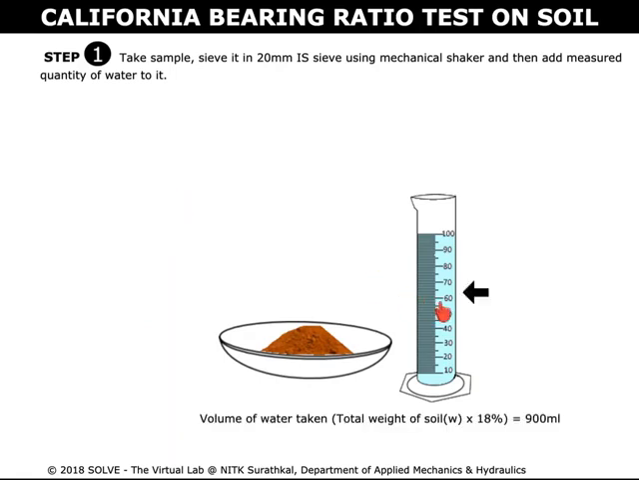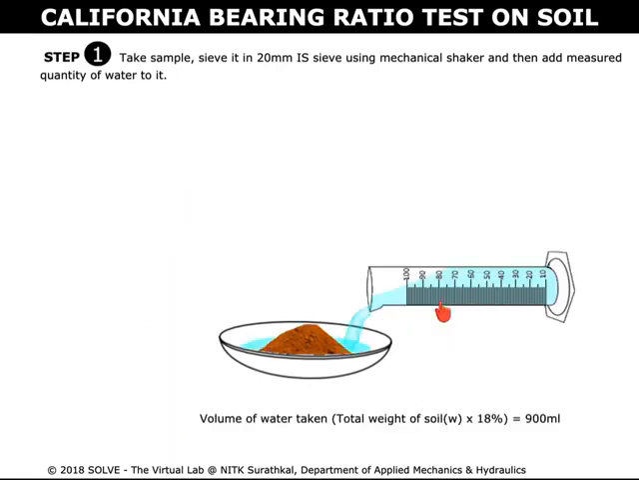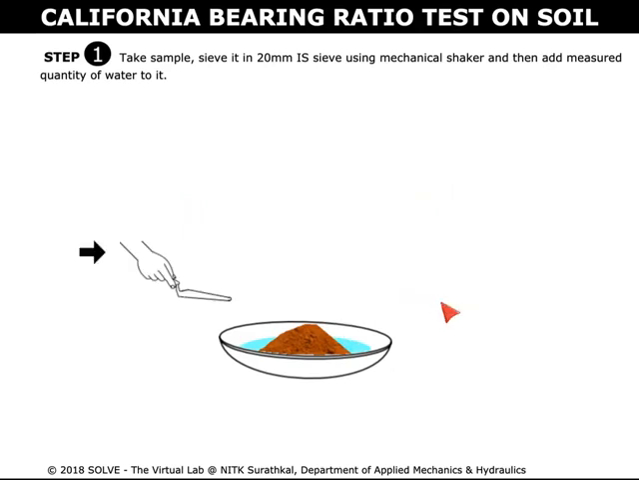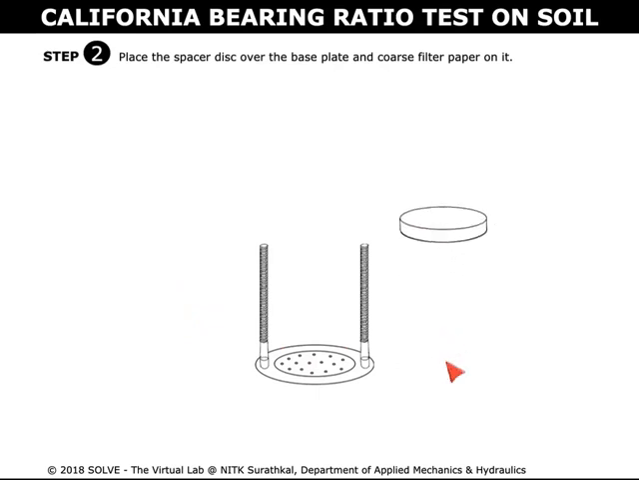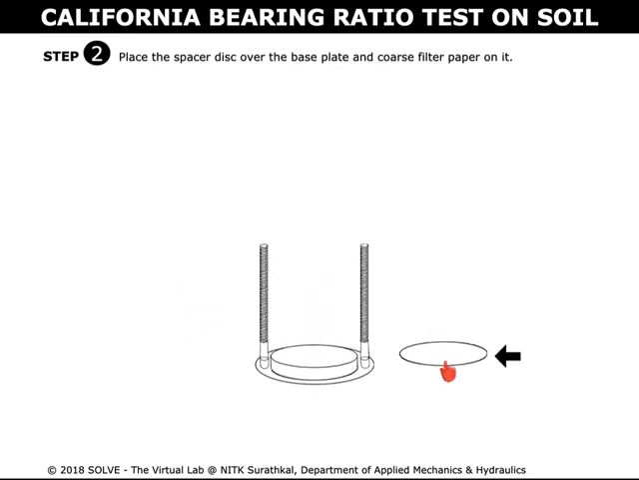Click here to add the measured quantity of water into the soil sample. Click on the trowel to mix the soil sample uniformly. Click on the spacer disc to place it over the base plate. Now click on the coarse filter paper and place it in its position.